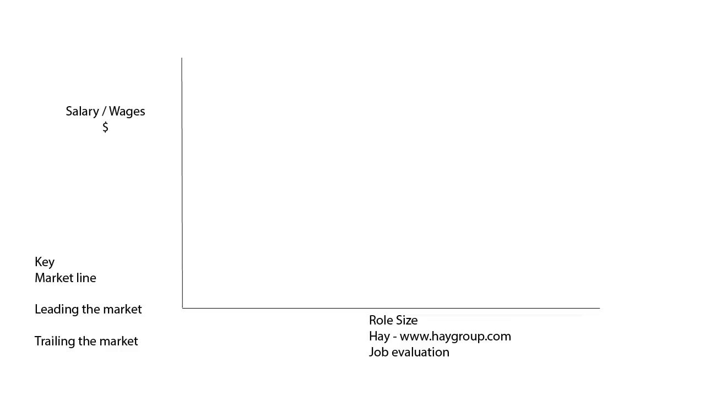And on the y-axis there, we've got salary and wages. So the concept is when the role size increases, and for those unfamiliar with role size, it's represented as a number, the salary and wages typically increase as well. And so what we're going to draw in here is what we call the market line.